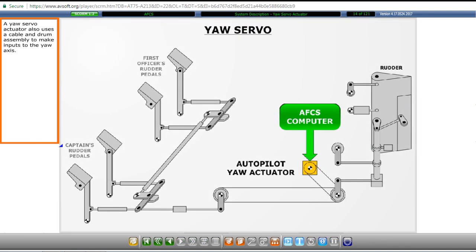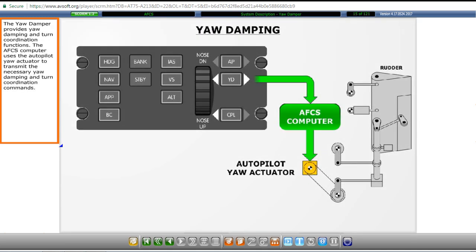A yaw servo actuator also uses a cable and drum assembly to make inputs to the yaw axis. The yaw damper provides yaw damping and turn coordination functions. The AFCS computer uses the autopilot yaw actuator to transmit the necessary yaw damping and turn coordination commands.